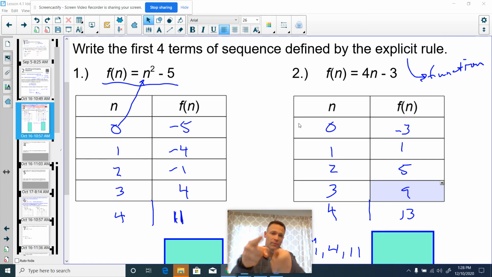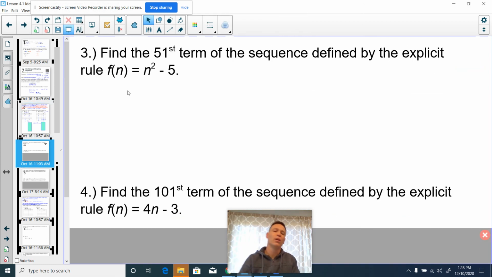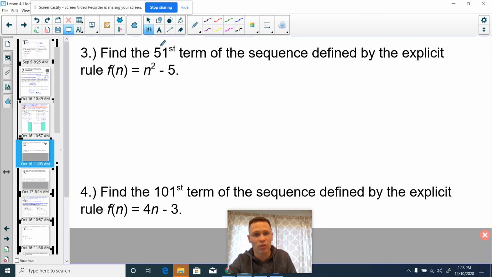Now, you're probably saying to yourself, well, this is no different than what we were doing before. You're right, it's not any different. We're just changing the terminology. We are now calling this a sequence defined by an explicit rule instead. We said that an explicit rule can be used to find any term value without finding the previous one, meaning I can find the 51st term value without knowing any of the previous ones.